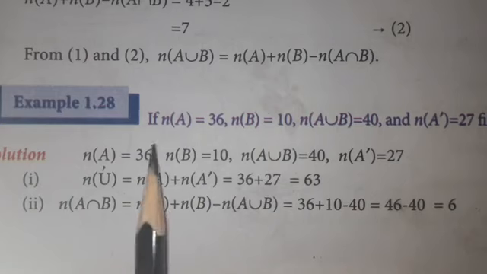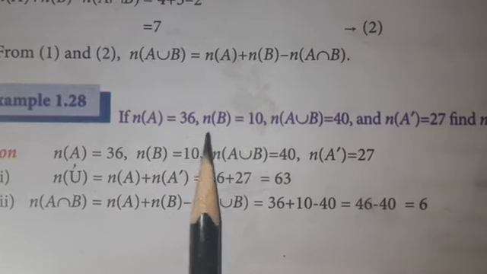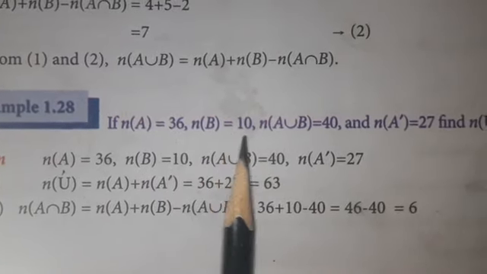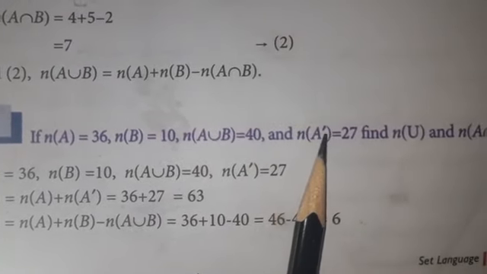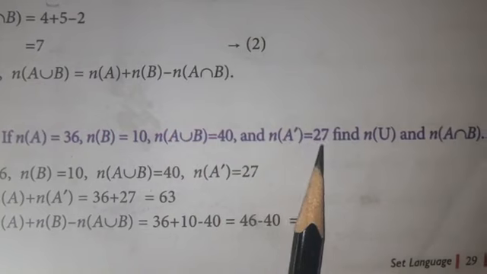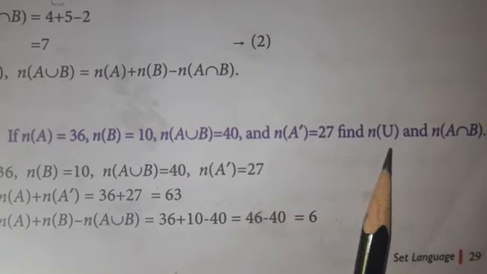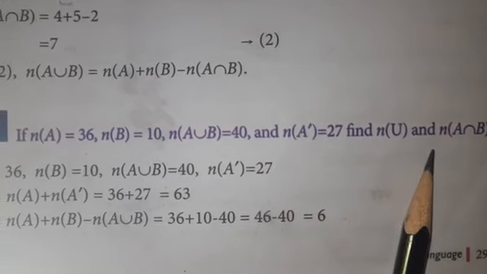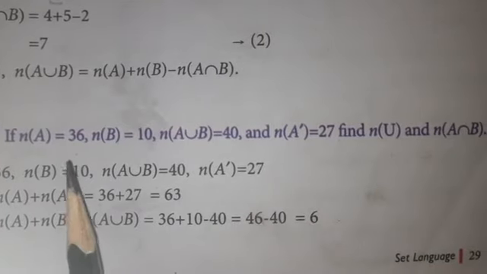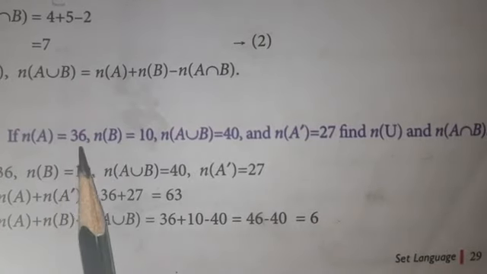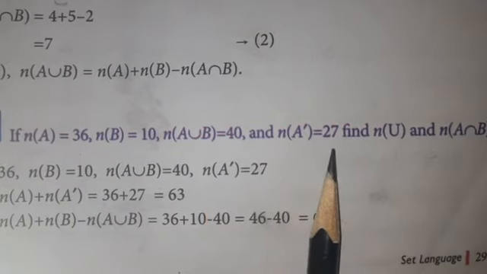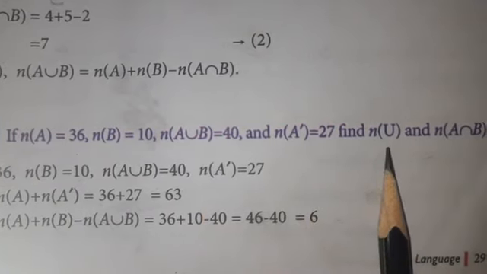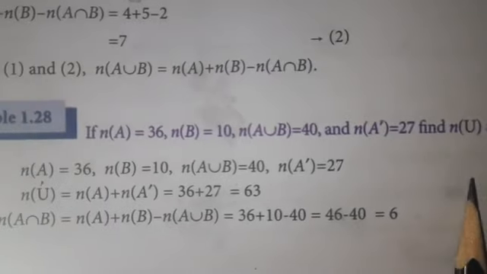Next example: if n of A is equal to 36, n of B is equal to 10, n of A union B is equal to 40, and n of A dash, meaning complement, is equal to 27. Find n of U and n of A intersection B. Here they have given n of A, n of B, n of A union B, and n of A complement also. We should find n of U and n of A intersection B.